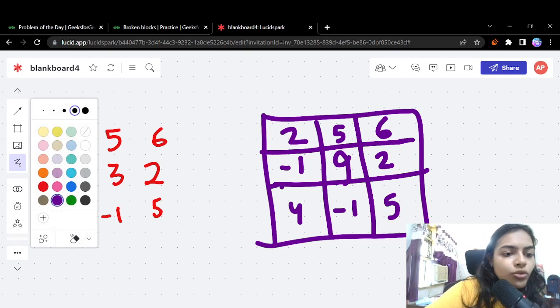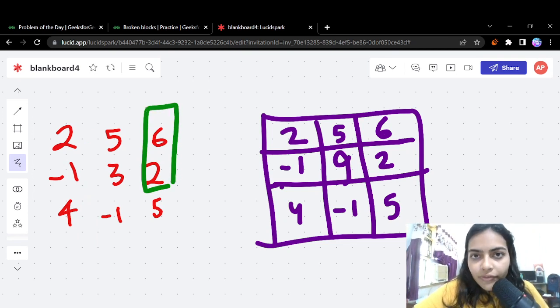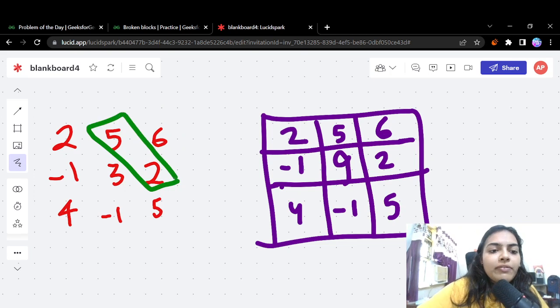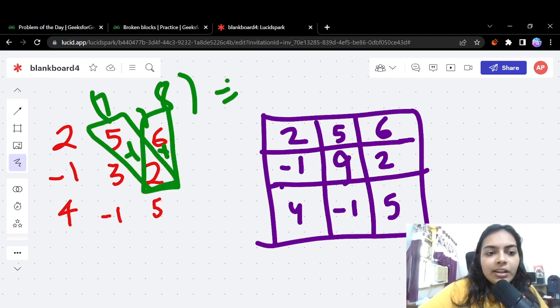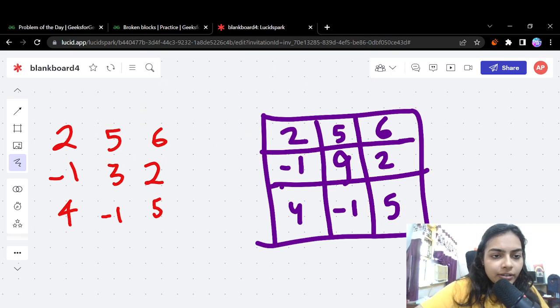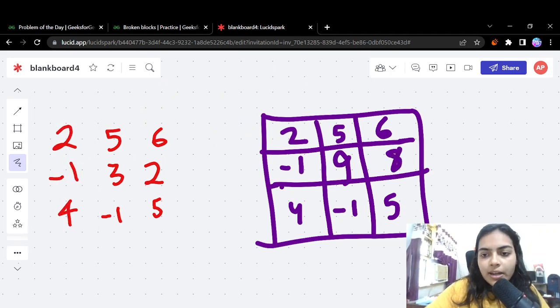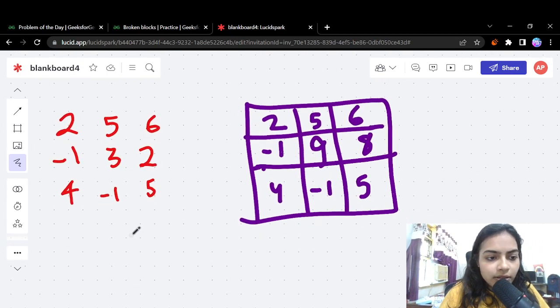Okay, now let's go to the next box. If you are stepping on this box, in the previous level you could have come from this way, or from this way, right? There are 2 possible ways. So 5 plus 2 is 7, 6 plus 2 is 8. Among the possibilities 7 and 8, the maximum is 8. So I am going to replace that with 8. So this box in this matrix I am going to replace and write as 8.